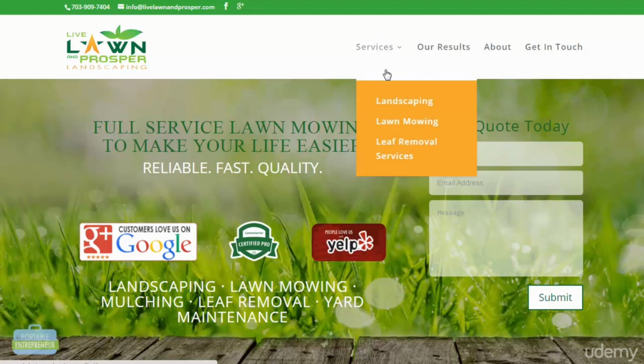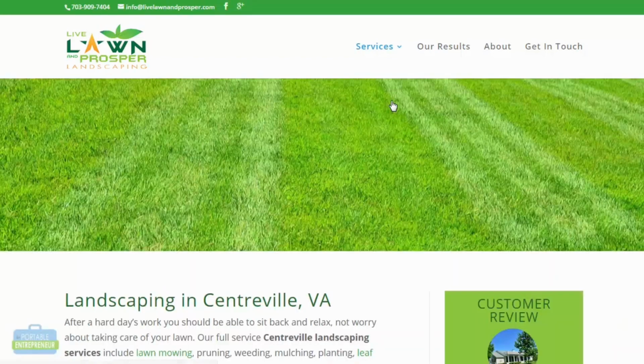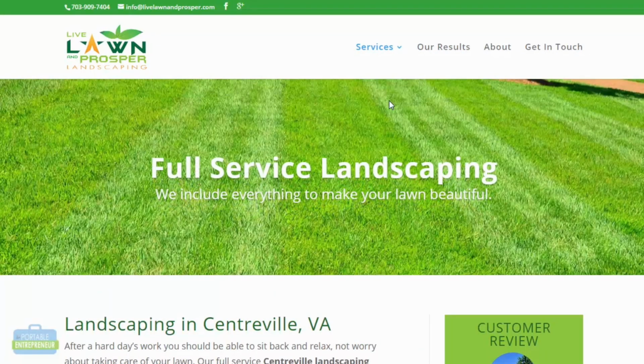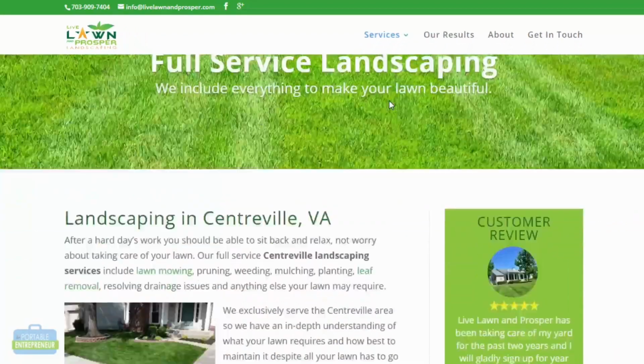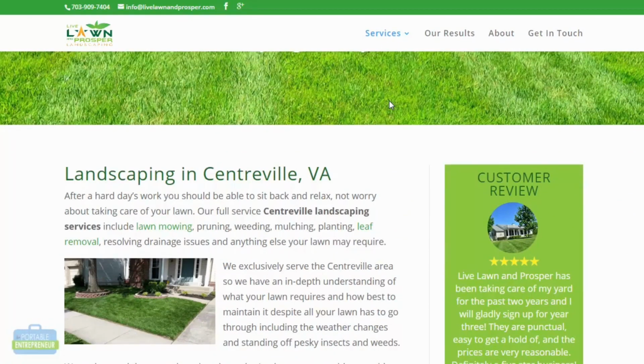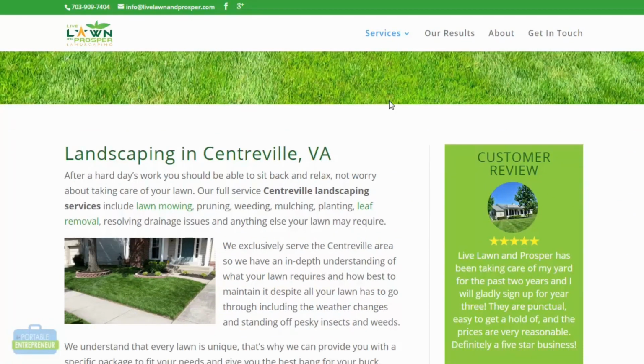So let's look at an example here. On my services page, I'm going to go to landscaping. When this company provides landscaping services, there's often a bundle of different types of services that they're including. So here in the first paragraph, they talk about that. They say that they include lawn mowing, pruning, weeding, mulching, planting, and so on. So they have this full list of services.